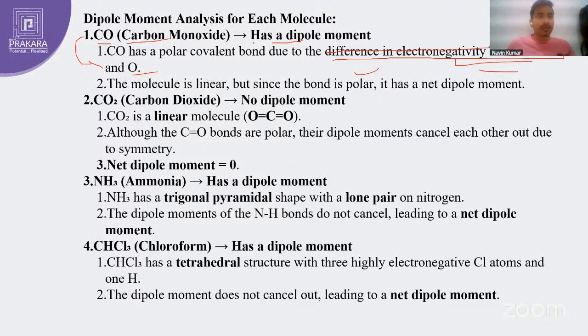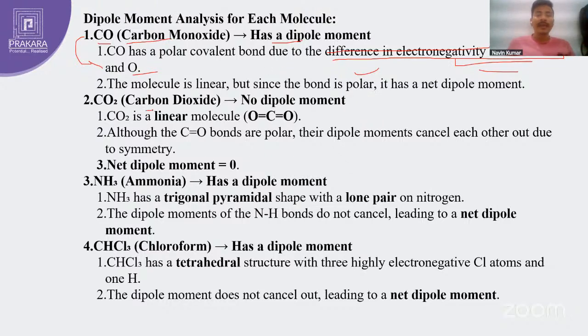So remember this also: carbon monoxide will have some dipole moment. The reason behind this is the difference in electronegativity between carbon and oxygen. All of this we have already discussed in detail in the classes of general chemistry.